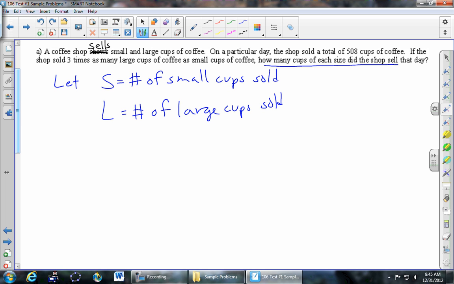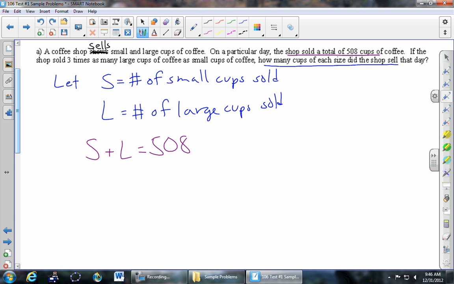Okay, so the next thing we need is an equation. So the first thing I see here is the shop sold a total of 508 cups. So the total is 508. So that means the number of small cups plus the number of large cups is 508. S plus L equals 508 is our first equation.